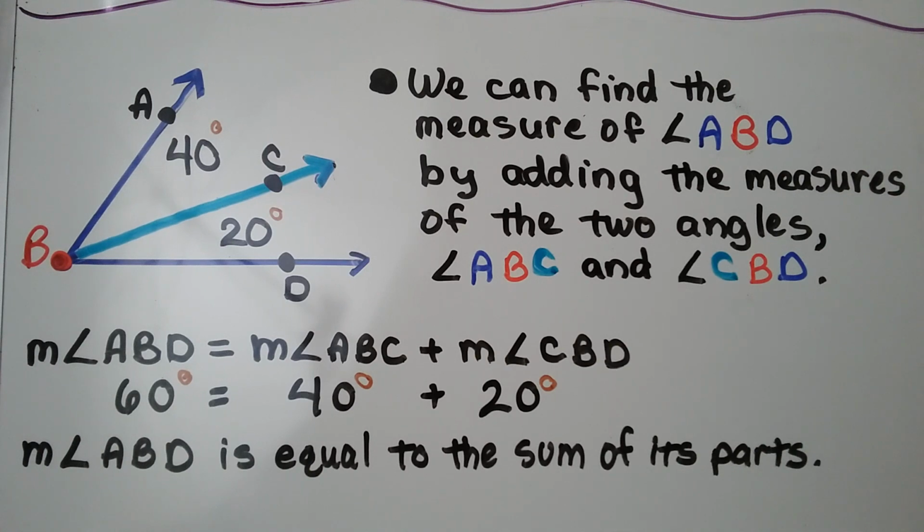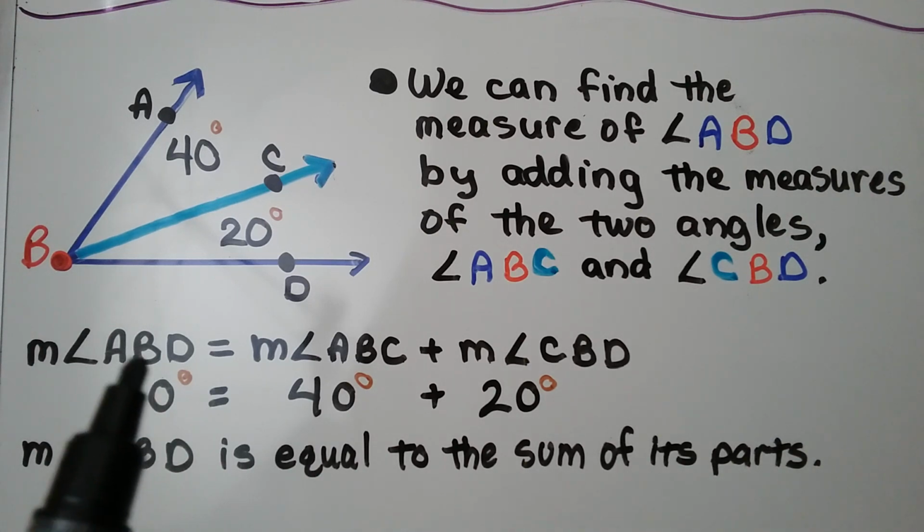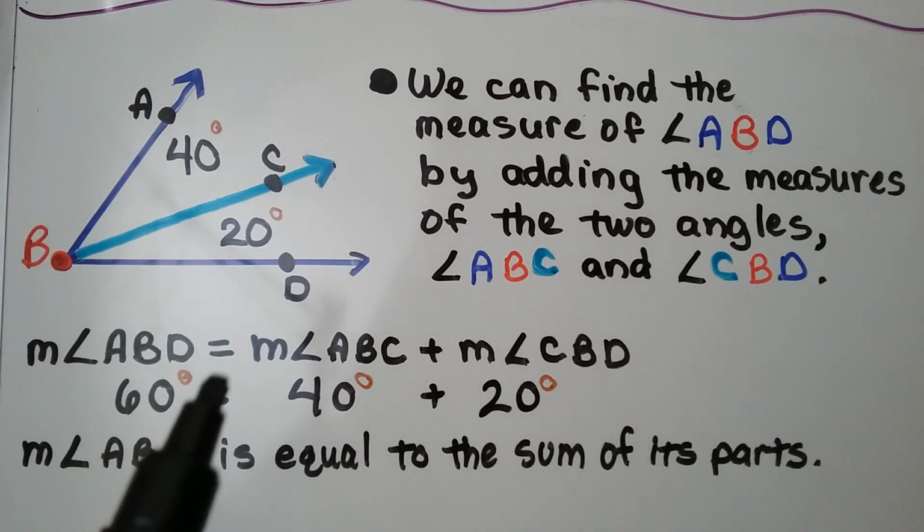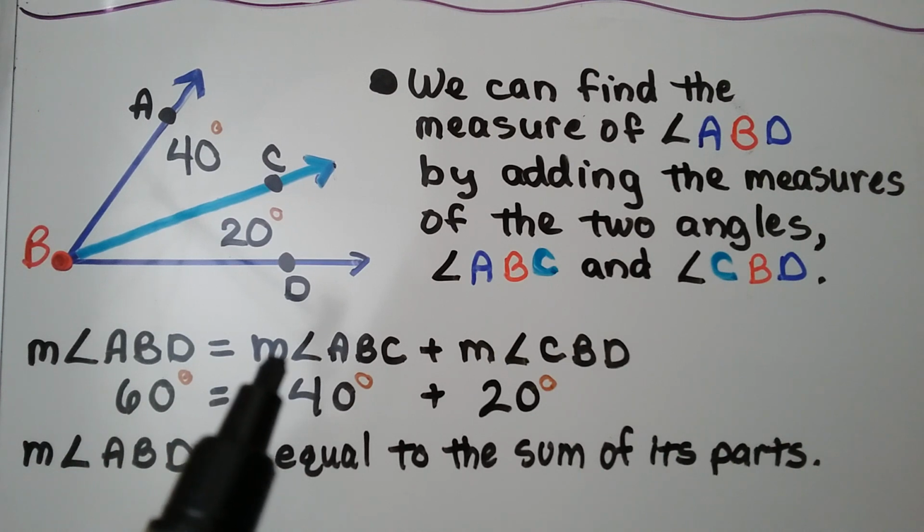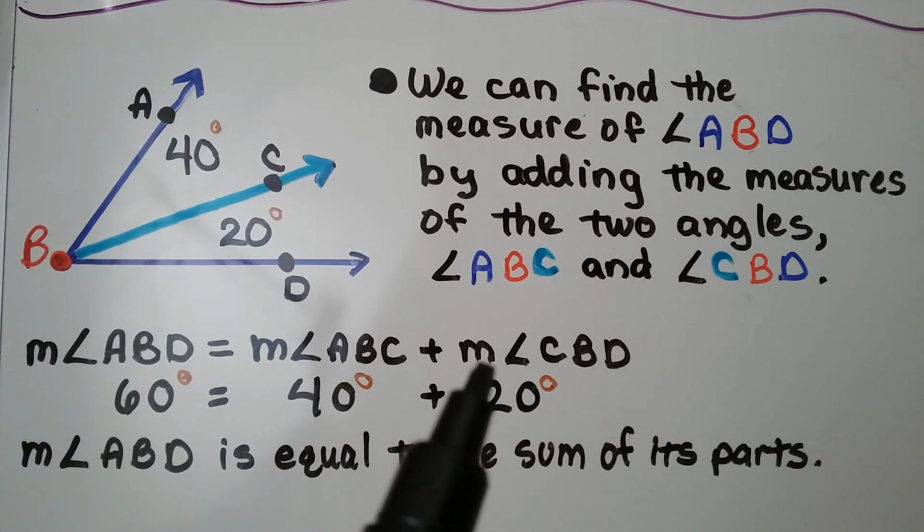And we can find the measure of angle ABD, the larger one, by adding the measures of the two angles, angle ABC and angle CBD. The measure of angle ABD, this larger one, is equal to the measure of angle ABC plus the measure of angle CBD.